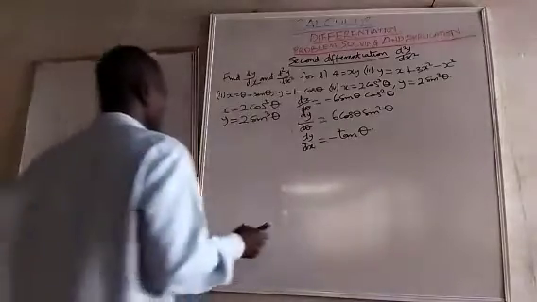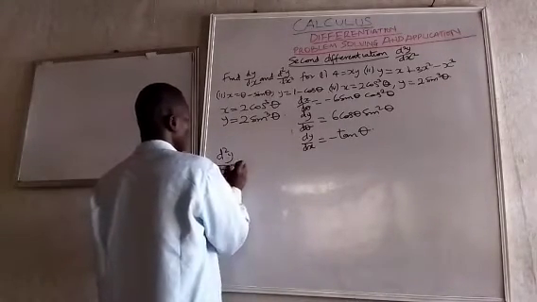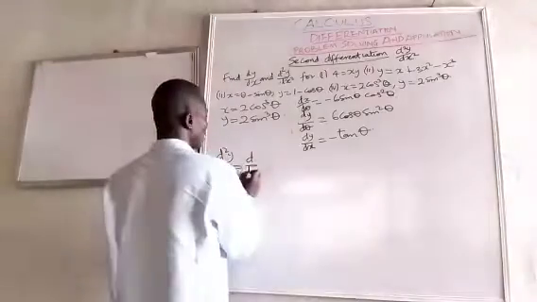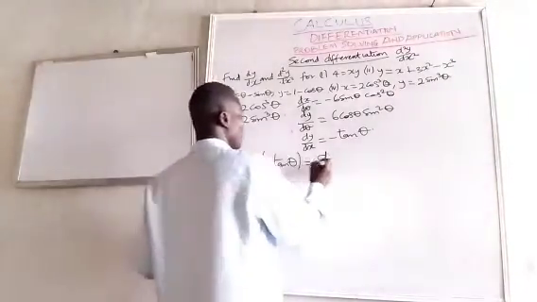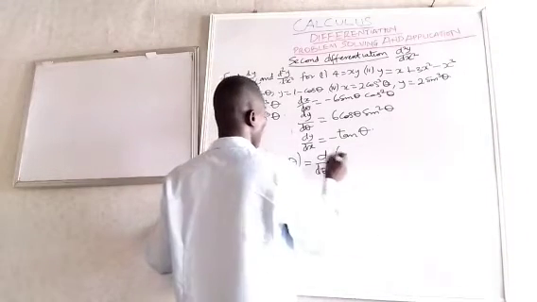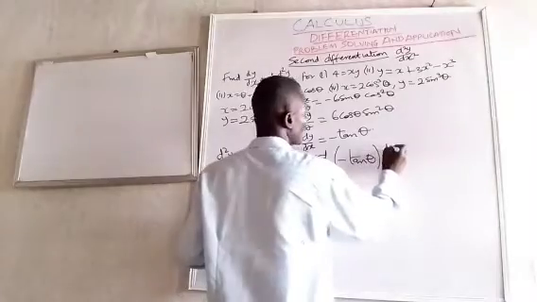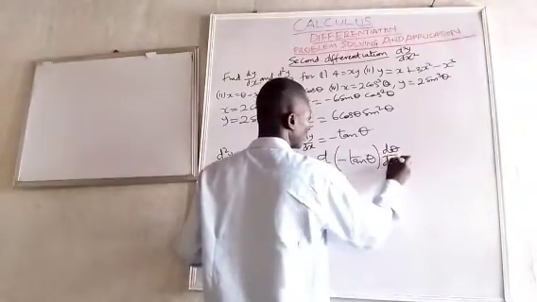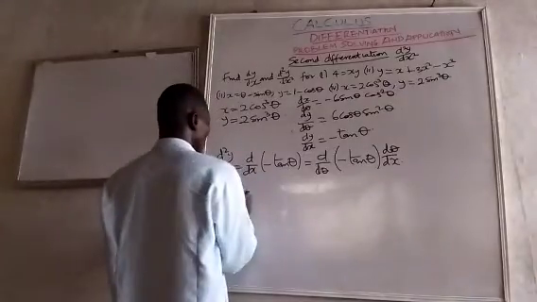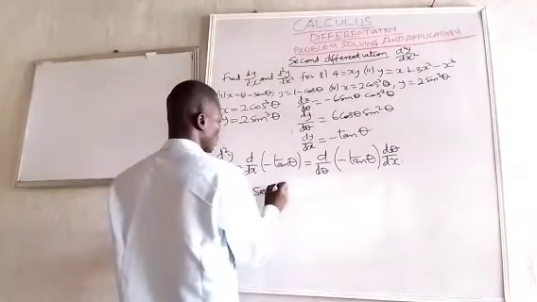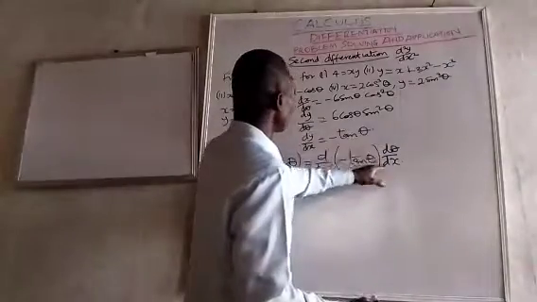Now let's quickly do the d2y dx squared. So d2y dx squared is equal to d dx of minus tan theta, which will be equal to d d theta of minus tan theta times d theta dx. You remember? Now, what is d d theta of minus tan theta? That is minus sec squared theta. And what is d theta dx?